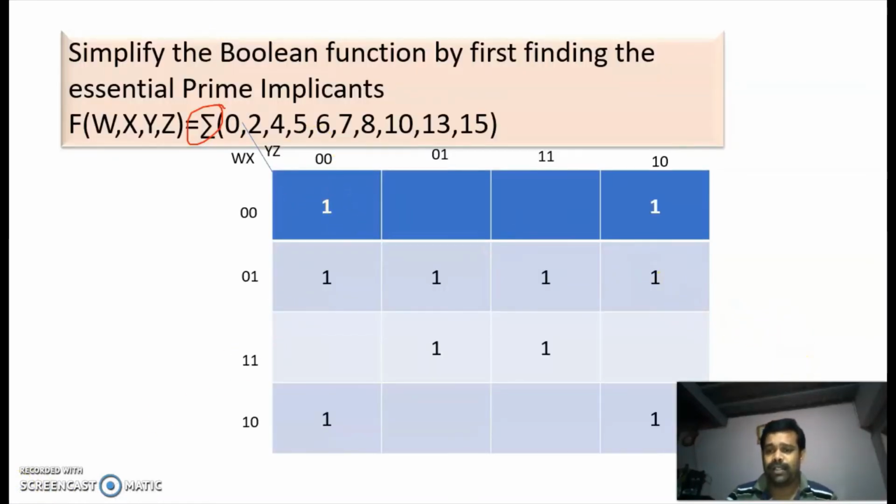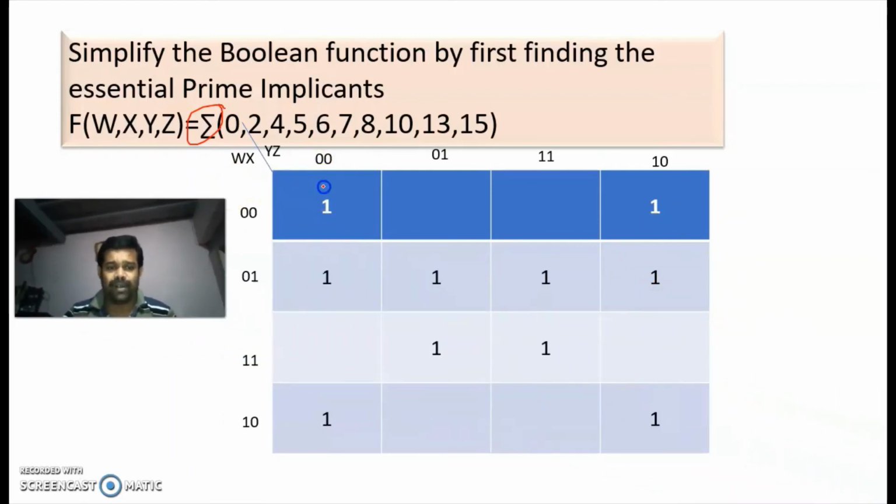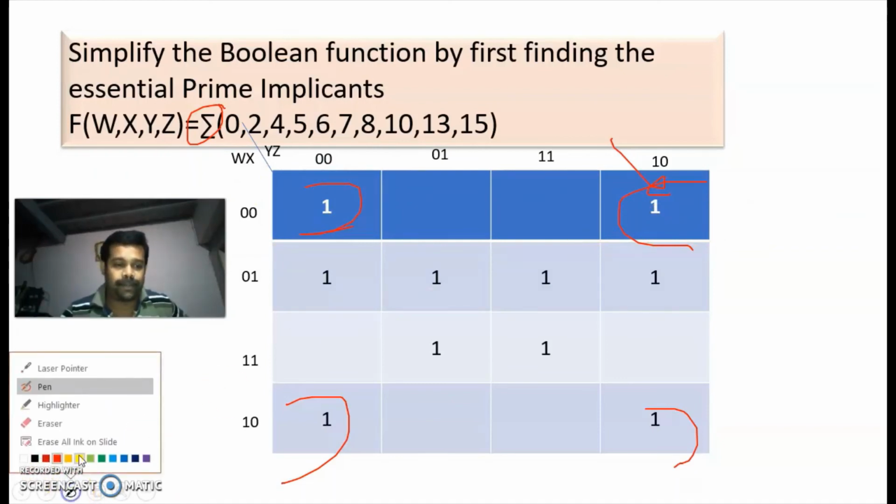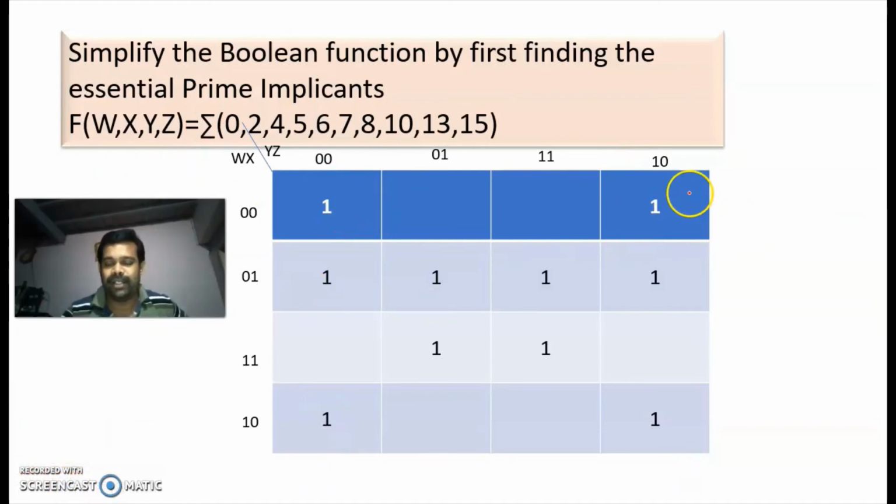So this one can be grouped in this manner. This is the only possibility, so no other possibility to group this one. So this is an essential prime implicant. Next, I'm going for the second one. This one, either you can group here or these four, so it is not an essential prime implicant. Then this one, the only possibility is this way.